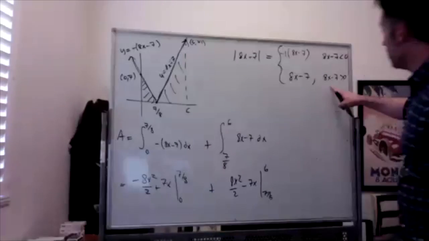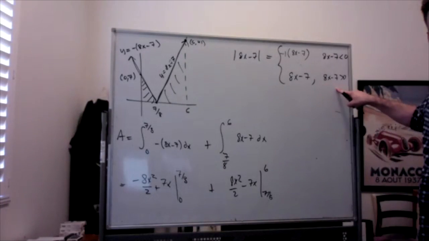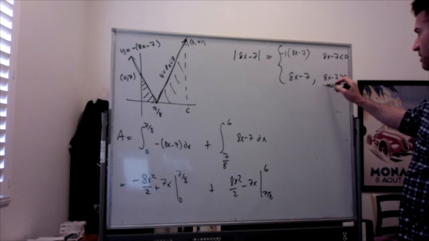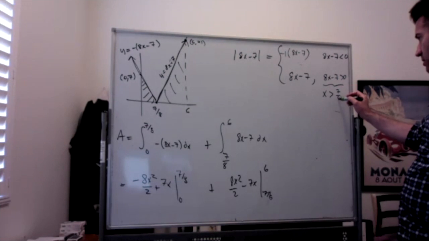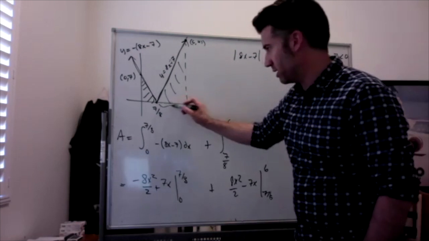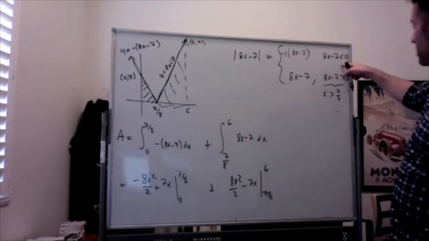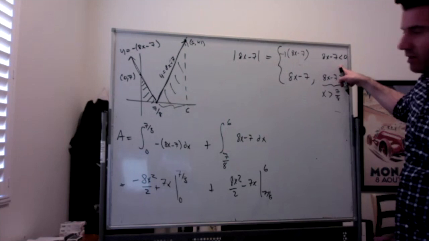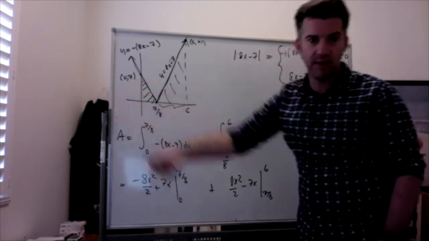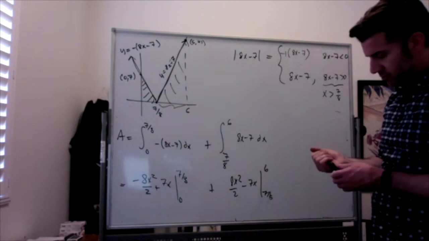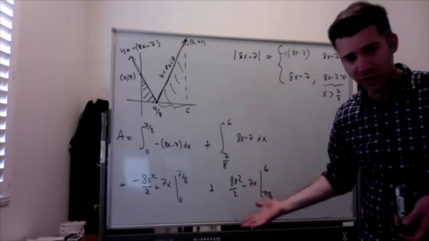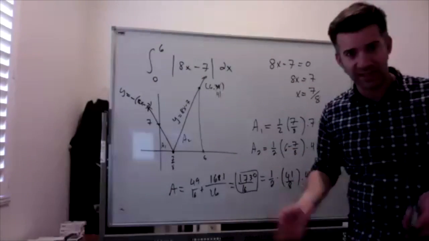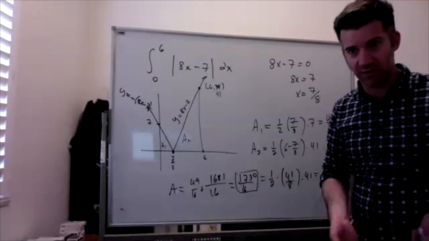You're welcome. And then notice this condition here, if you solve for x, is exactly that x is bigger than 7/8, which is exactly this part here. And this condition is exactly that x is less than 7/8, which is everything on that side. But again, you shouldn't do it this way. You should just say, hey, I've got triangles, and we know how to find the area of triangles.